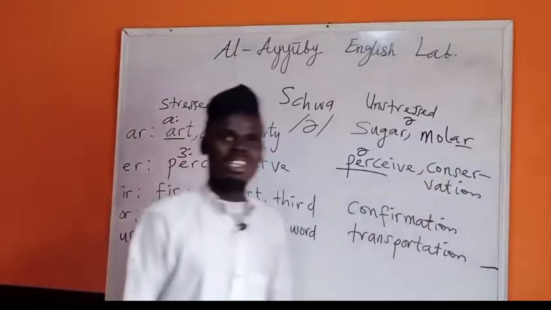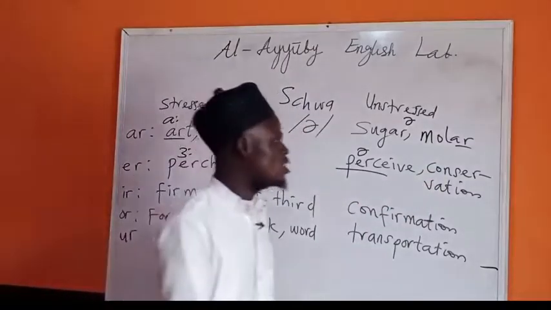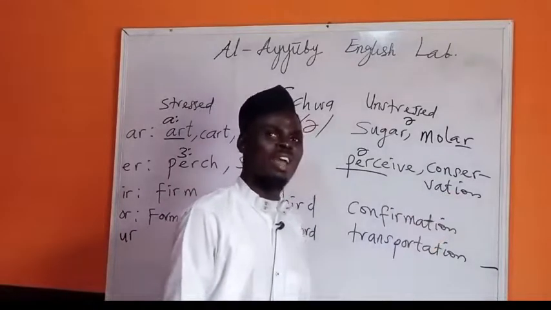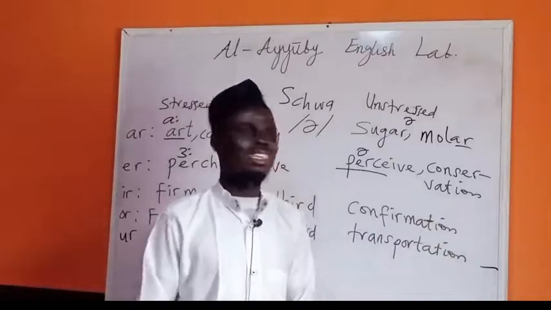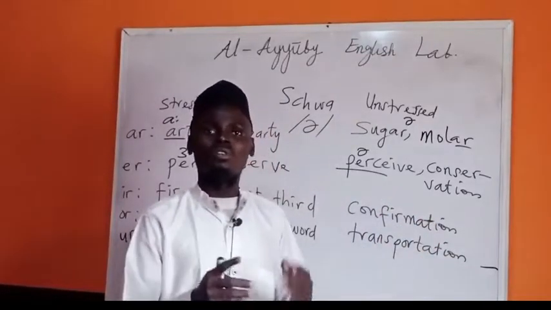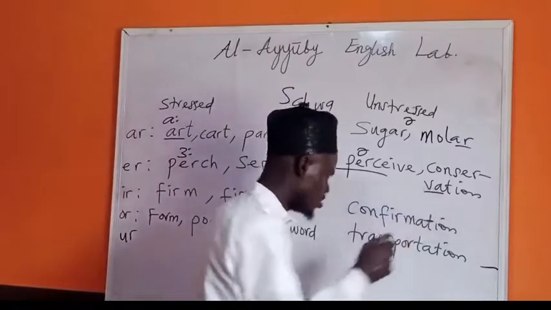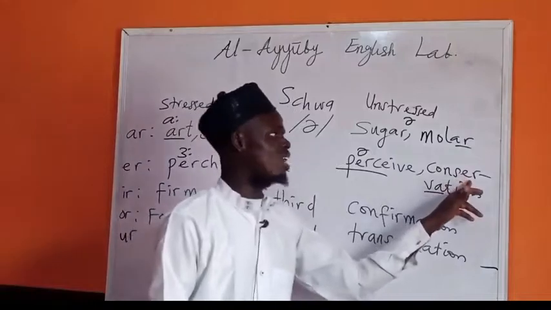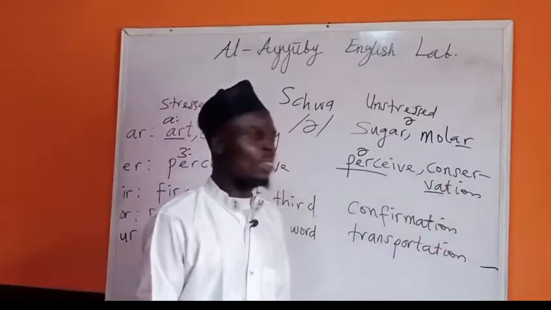Likewise, in this word, conservation, or reservation, this word ends in ION. And the rule says when the word ends in ION like this, we stress it at the penultimate syllable. The syllable before the last syllable will be stressed. So this is the syllable that will be stressed. In that case, the ER here is falling in a syllable that is not stressed. Therefore, the schwa will come.